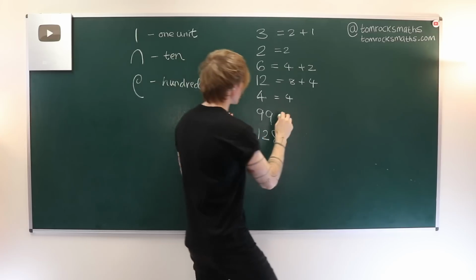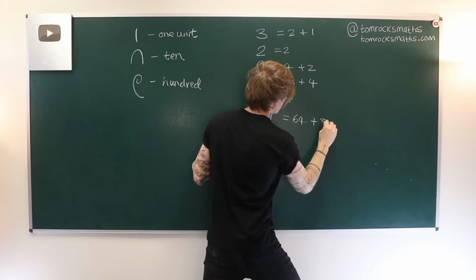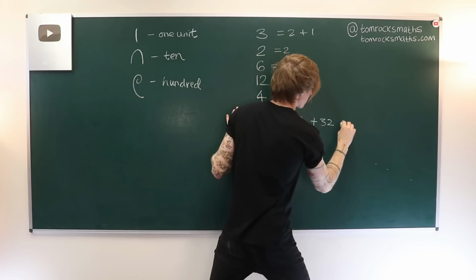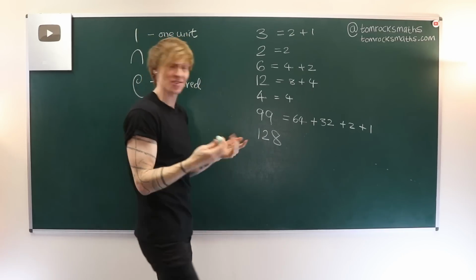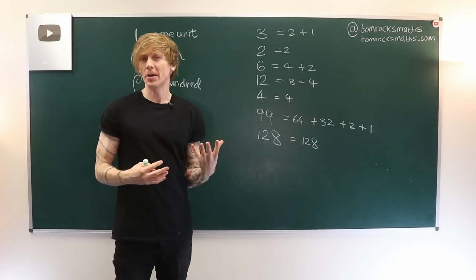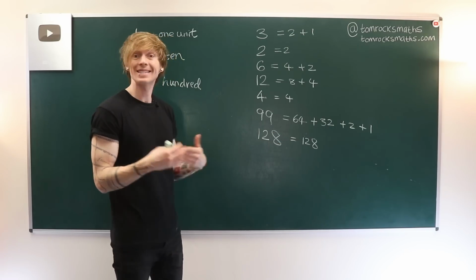99 is going to be 64 plus 32. And then you're left with an additional 3, which is plus 2 plus 1. And then finally, 128 is actually a power of 2. So that's just 128. So let's suppose I want to multiply the number 128 by 7.